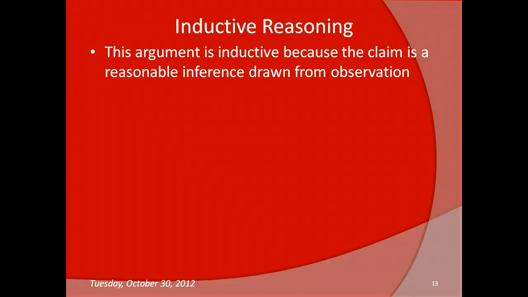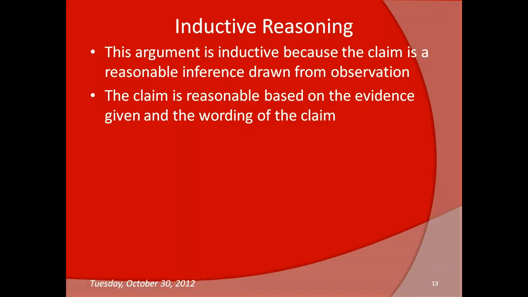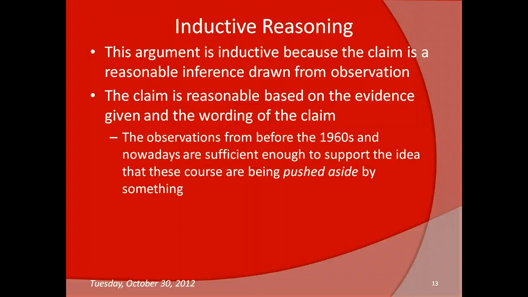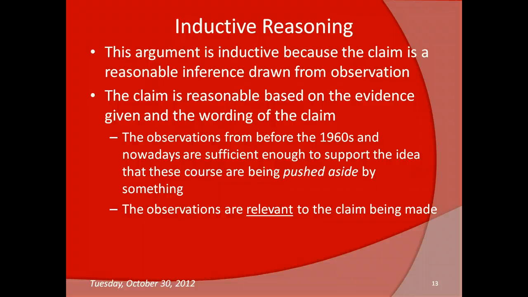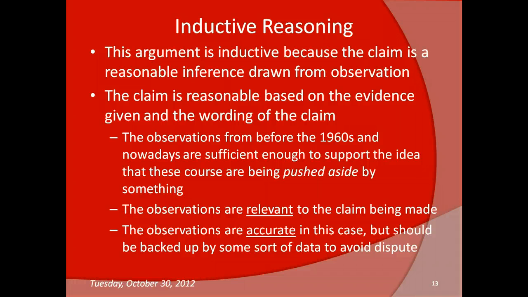This argument is inductive because the claim is a reasonable inference that has been drawn from observation. The claim is reasonable based on the evidence given and the wording that I've used with the claim. The observations from before the 1960s and nowadays are sufficient enough to support the idea that these courses are in fact being pushed aside by something. We don't know what, we don't care what, that's outside the scope of the argument. The observations are also relevant to the claim that's being made, and the observations are accurate in this case. But once again, I should always back up this sort of evidence with some sort of statistical data to avoid any kind of dispute. But for the sake of the argument, let's just say these are accurate.